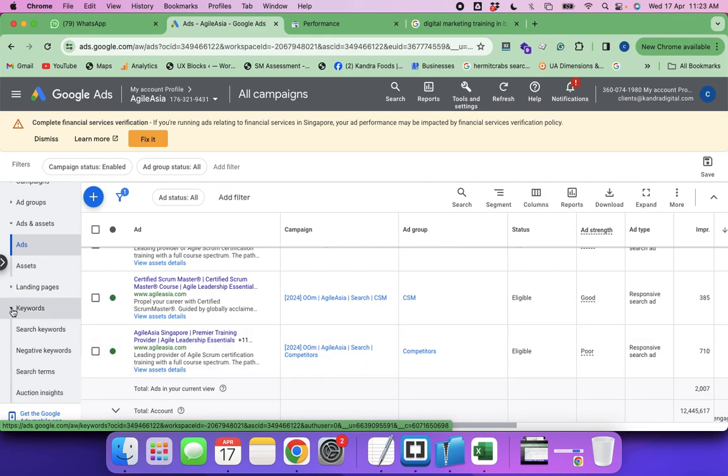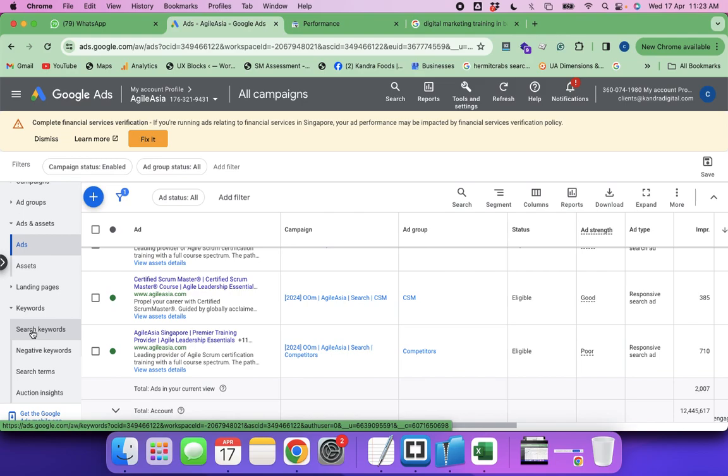And keywords, it shows which search keywords are different and which search terms are different. Search keywords are your input keywords or seed keywords. Search terms are the terms used by people. One input keyword, when you are bidding on it in phrase match, can trigger hundreds of keywords, and those hundreds of keywords can be the search terms. Search terms are the terms used by people, such as CSM training in Singapore, whereas the search keyword is the input keyword or seed keyword.